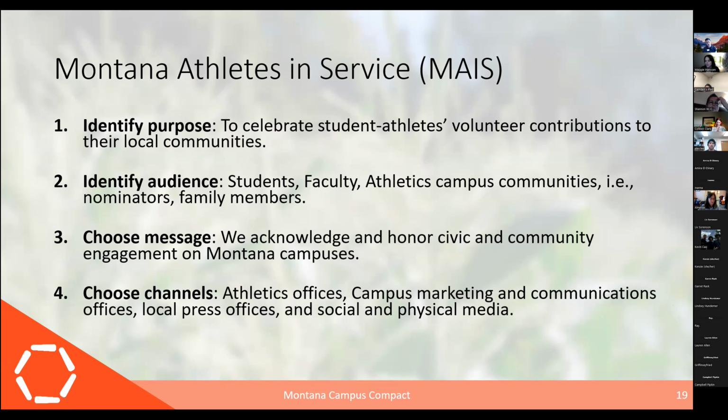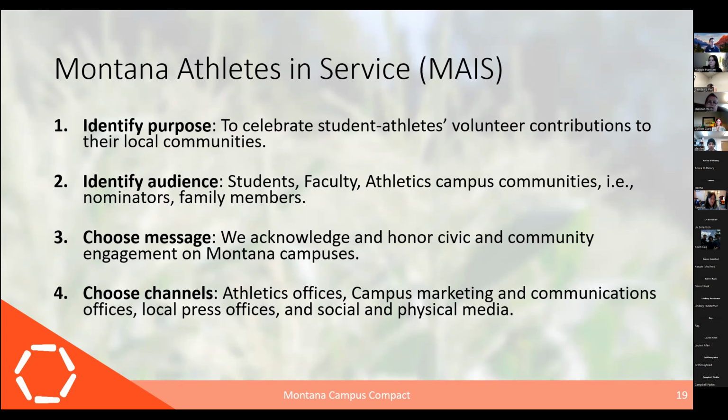The example I want to share today is a fairly recent one. This is Montana Campus Compact's Montana Athletes in Service Award. The point of the award itself is to celebrate student athletes that volunteer in their communities. The reason we focus on this is because students are one of our key stakeholders. But we also thought critically: the student body is not some homogeneous entity. It has very discrete communities within it.